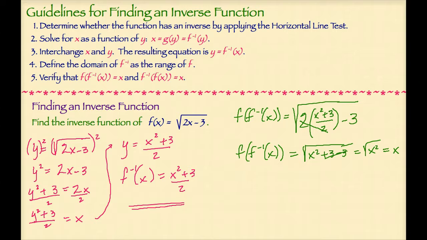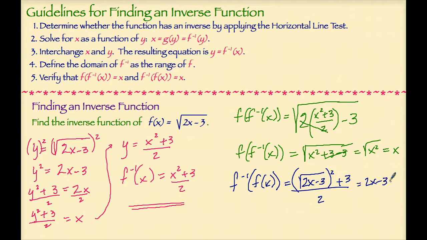Now let's compose f inverse of f of x. And that will be x squared plus 3 over 2, x being replaced by the other function, the square root of 2x minus 3, quantity squared, plus 3 over 2. Squaring this square root gives me 2x minus 3 plus 3 over 2. These 3's cancel, resulting in 2x over 2, which does simplify to x. So we have verified that our two functions are inverse functions.